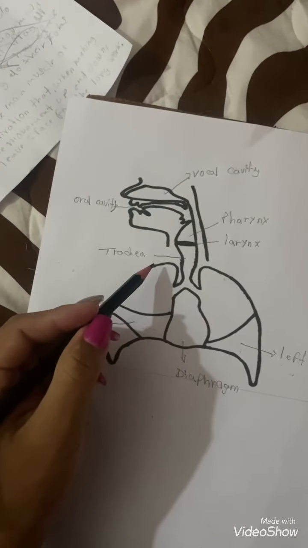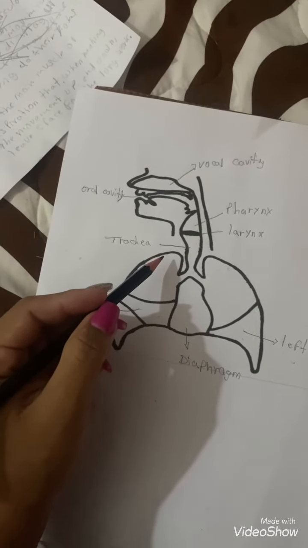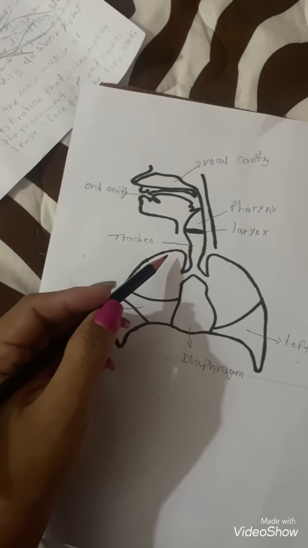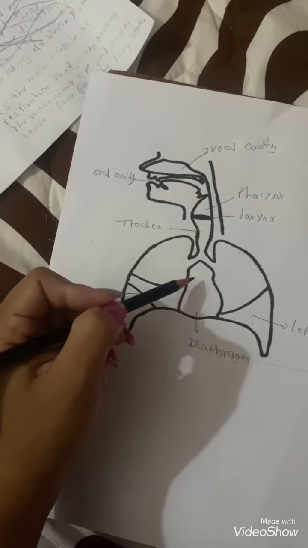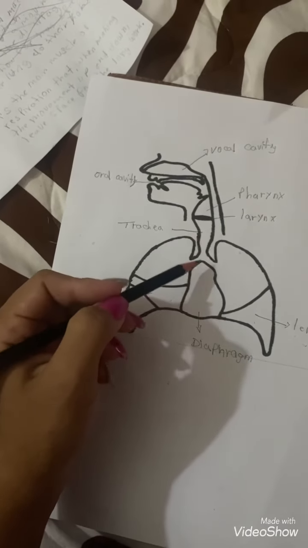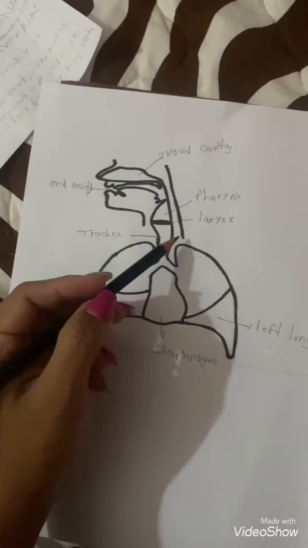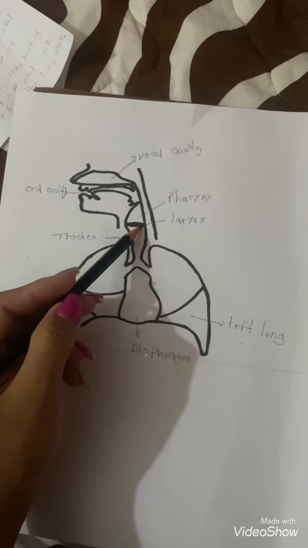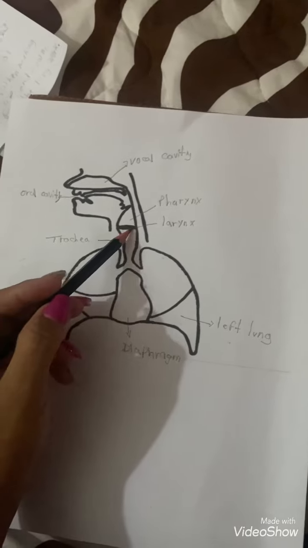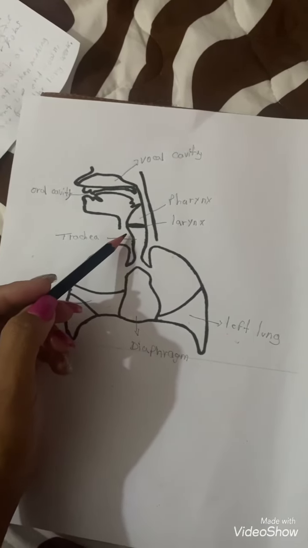The function of the trachea is to transport the air from the lungs during respiration. The larynx is the part of the vocal tract that comes immediately on top of the trachea.